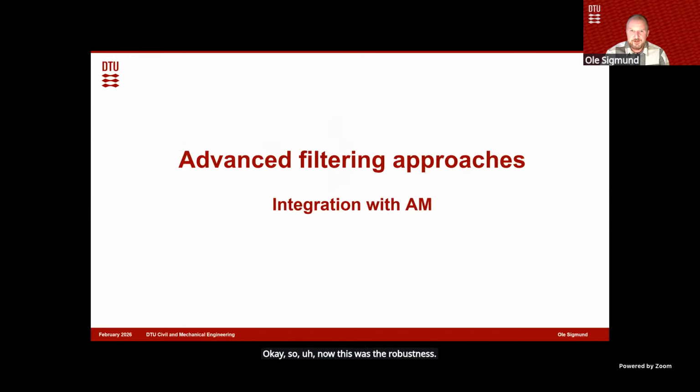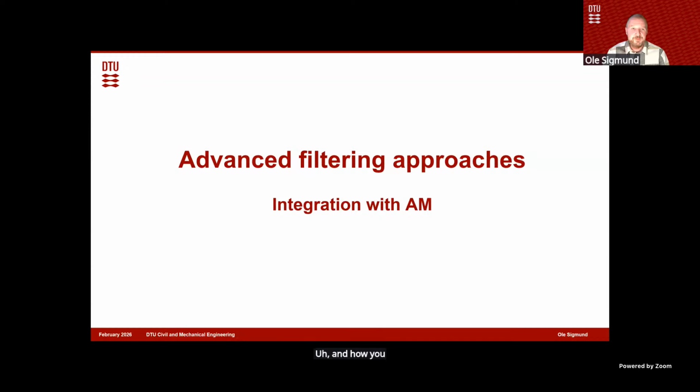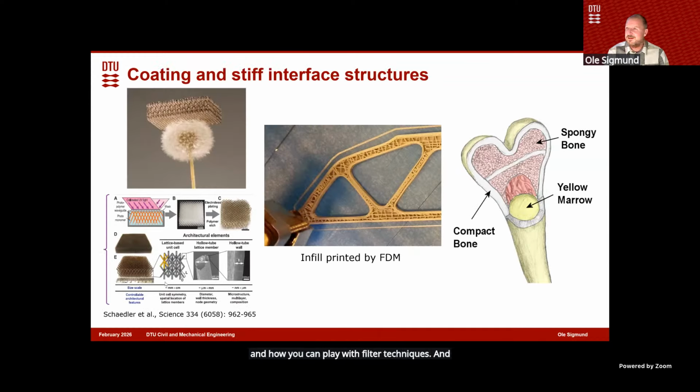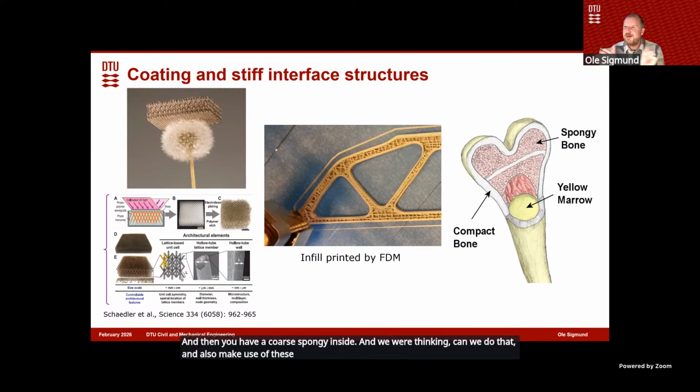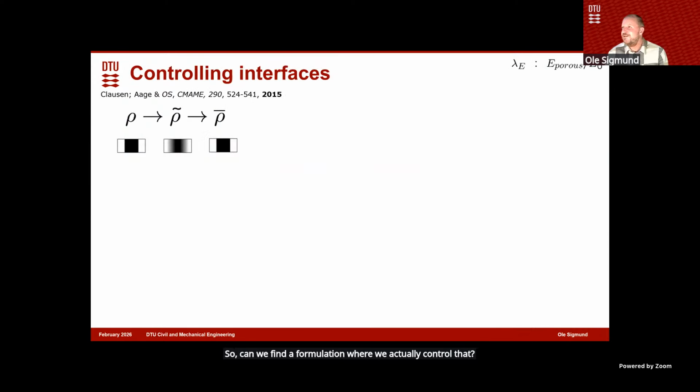Let me just use the last few minutes here on showing some more advanced filtering approaches and how you can play with filter techniques. The first thing is coding. So we have seen many examples. Also, nature has bones where the outer shell is stiff, and then you have a porous, spongy inside. And we were thinking, can we make use of these spongy insides and stiff outer parts in topology optimization? Can we find a formulation where we actually control that? And this gets complex. I'll just go quickly through it.